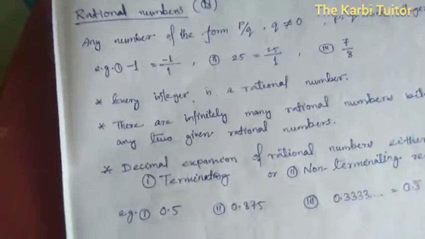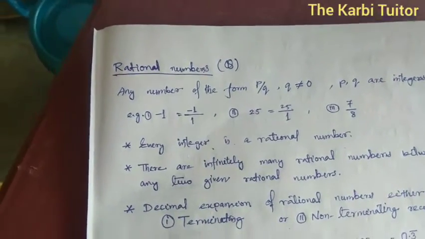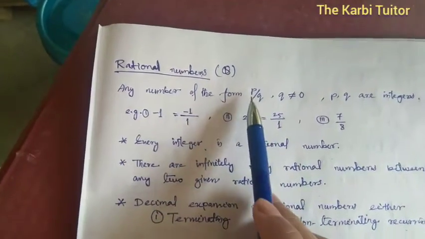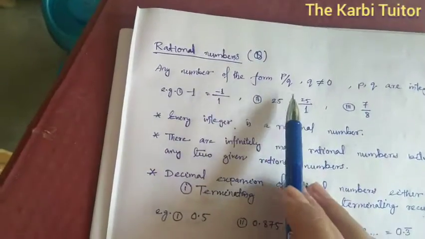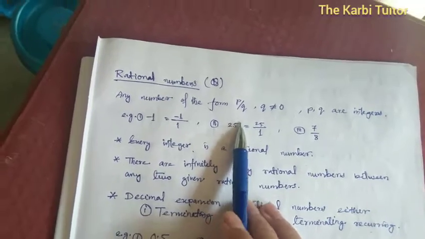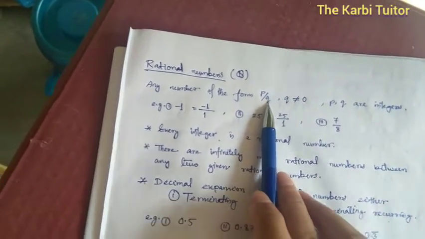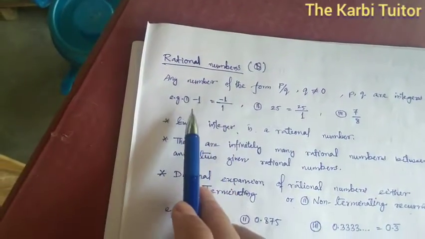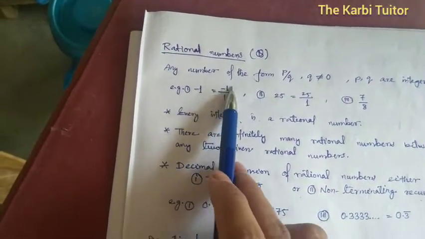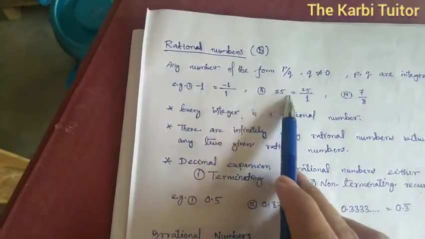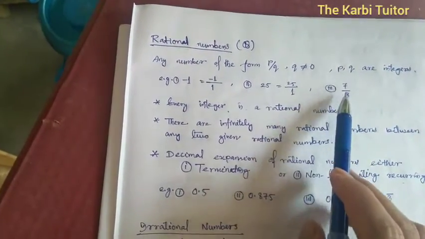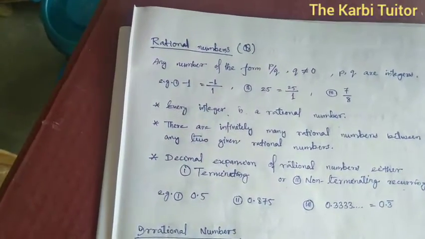Next, rational numbers. A number that can be written in p by q form is called a rational number, where p and q are integers and q is not equal to 0. For example, minus 1 can be written as minus 1 by 1, 25 as 25 by 1, and 7 by data is a fractional rational number.